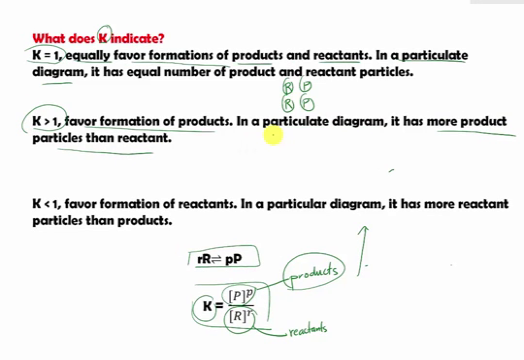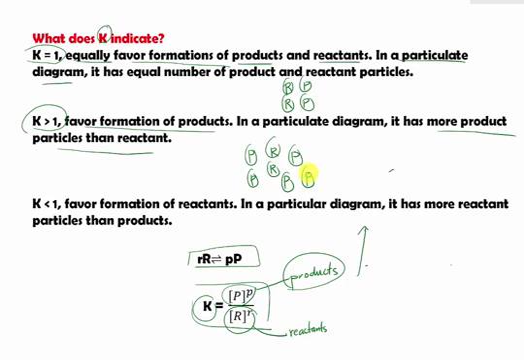If we draw the particulate diagram, we would have R as our reactant, and we would have a lot of product, represented by the letter P. Now what if we have the opposite of K greater than 1, where K is less than 1? We would see the opposite of it.